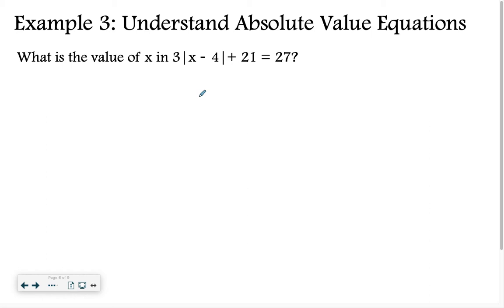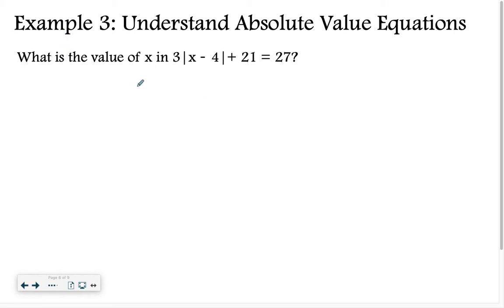Then in the last slide, I gave you the absolute value of like a number times x plus or minus a number equals something, okay? And we talked about how you have to do case 1, case 2. Now I'm giving you something slightly more complex yet. What you are going to do is, you can see we have 3 times the absolute value of x minus 4 plus 21 equals 27.